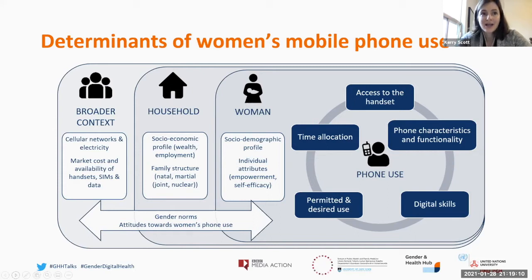The broader context of cellular networks, electricity, and market considerations, such as phone plans, add a further layer of secondary determinants of phone use. And of course, undercutting all levels of the framework are the gender norms and attitudes towards women's phone use. We'll now briefly describe the 5 immediate determinants and explain how they were manifested in our rural Indian case study to drive the wide mobile gender gap there.